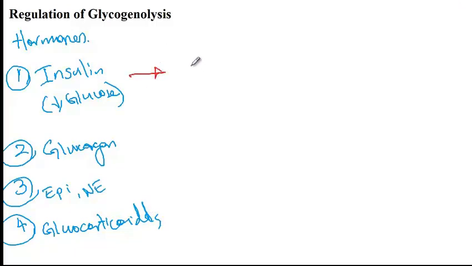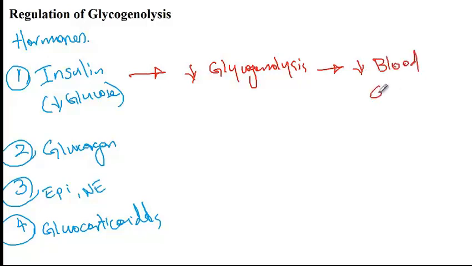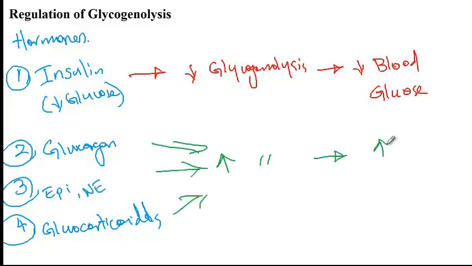So here insulin decreases glycogenolysis, and therefore it decreases the blood glucose, while all these others increase glycogenolysis, as a consequence of which there would be increased blood glucose.